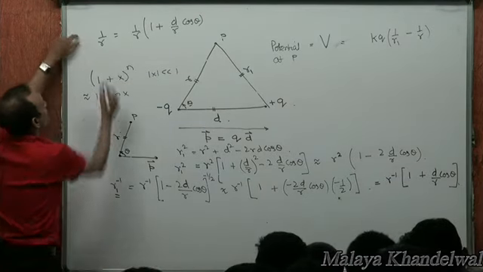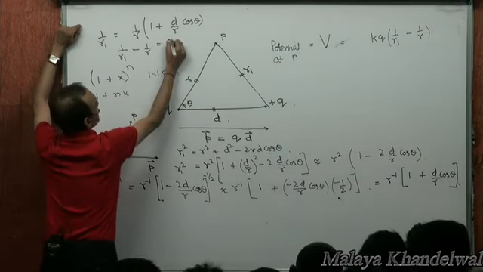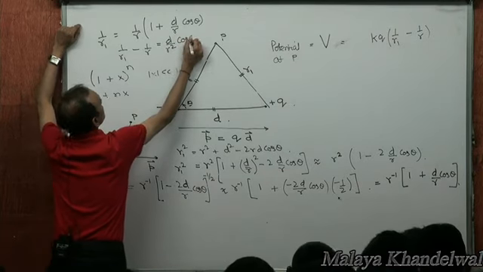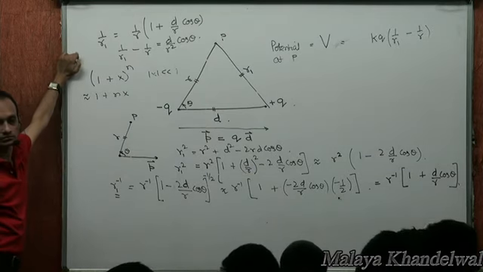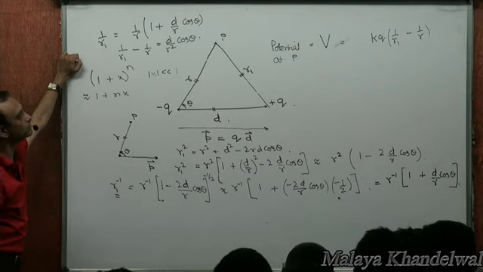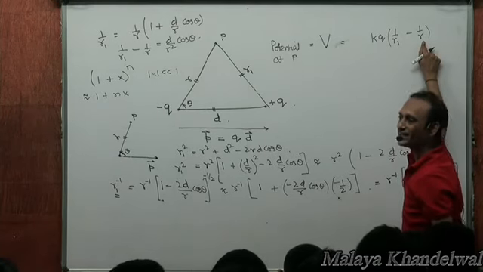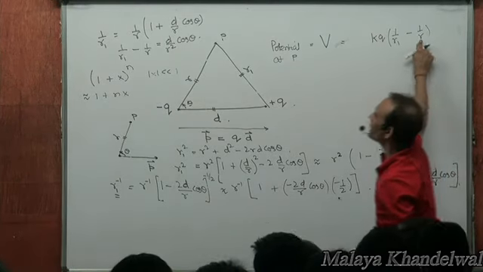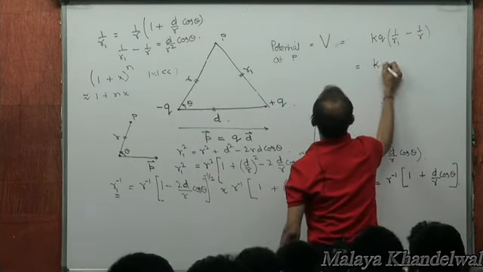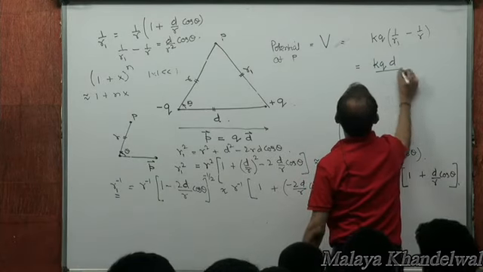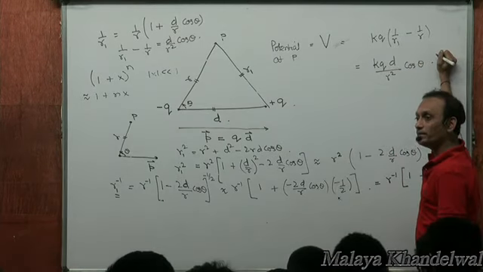And if I take 1 by r1 minus 1 by r, I transpose, this is like d by r squared cos theta. 1 by r1 minus 1 by r is like d by r squared cos theta. Okay? Now, hey, this is what I wanted. I wanted 1 by r1 minus 1 by r in terms of r and theta, right? This is what I get, right? So this is like kq into d by r squared cos theta. That's the potential at the point P.